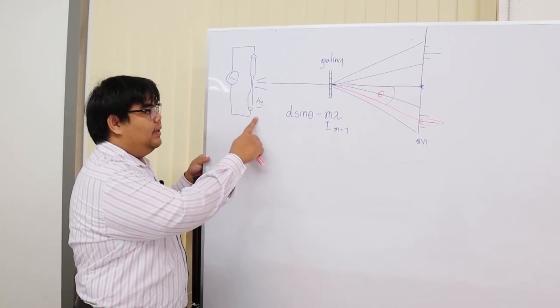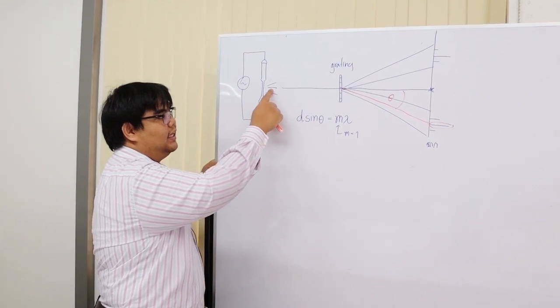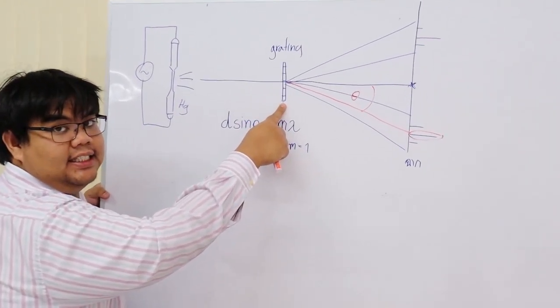Okay, let's go back to the experiment. This is the mercury lamp. Light from the mercury will go through the grating.